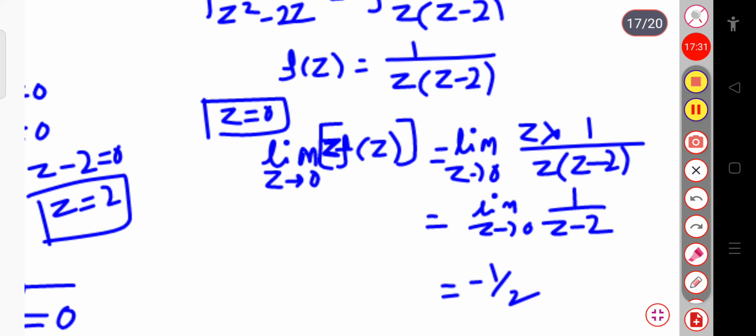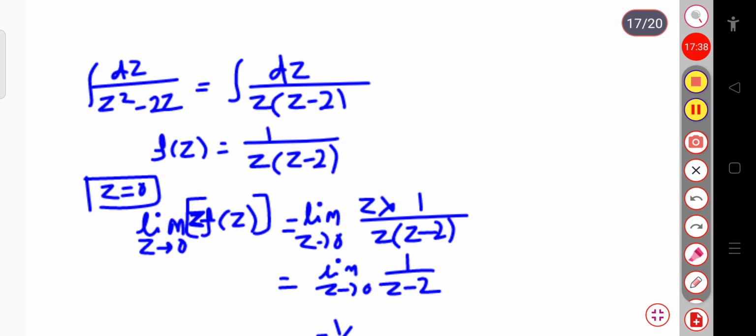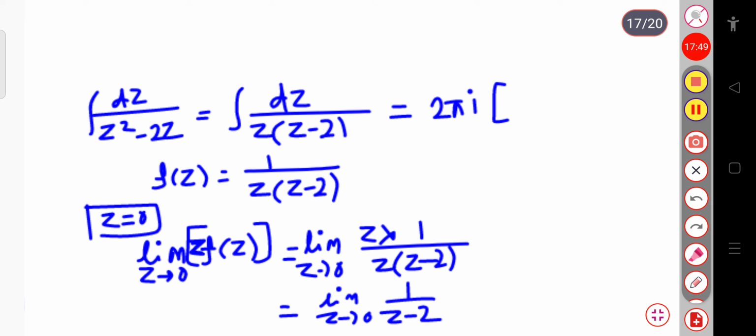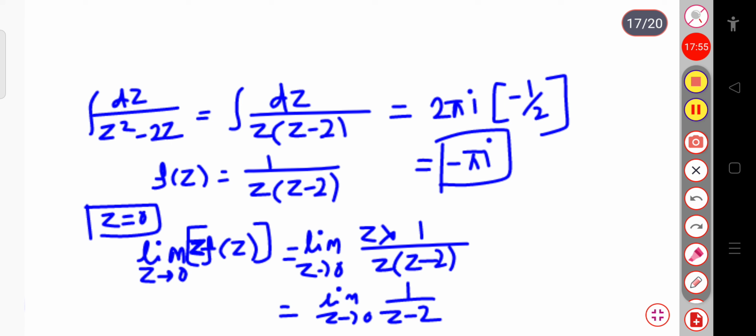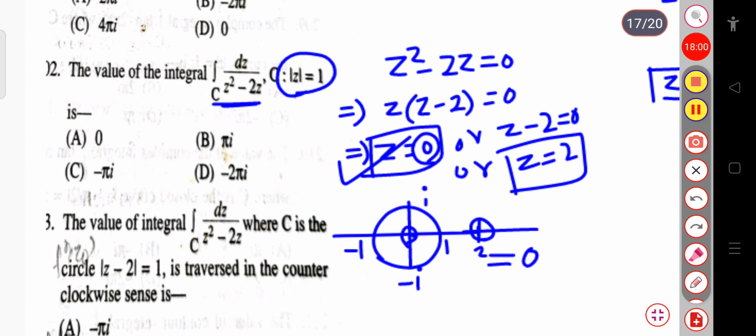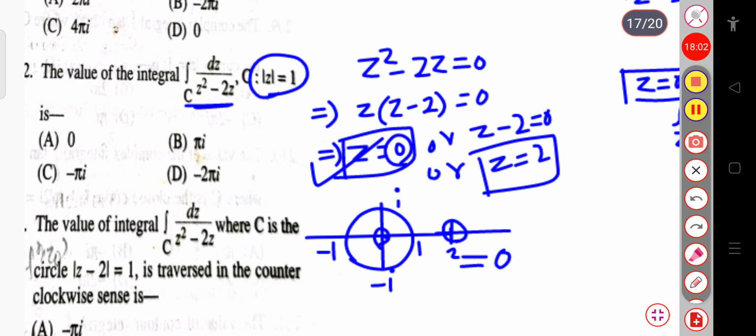Now if I apply Cauchy's residue theorem for this integral, it is equal to 2 pi i into the residue, and here the residue is equal to minus half. So this is into minus half. The 2 gets cancelled, and that is equal to minus pi i. So in this way you can calculate the integral value for this, and here the answer will be minus pi i.